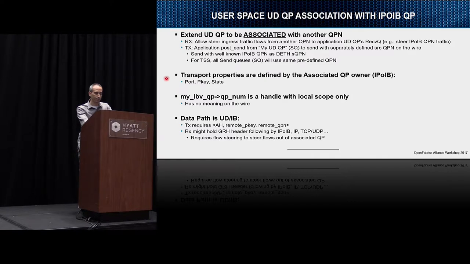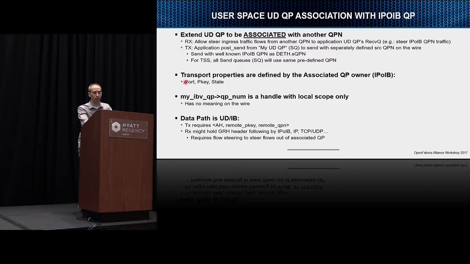So defining the association of the transport portion of the QP to a port, to a partition, or a state should be a mutual attribute of all the queues that are used for the send or receive operation.